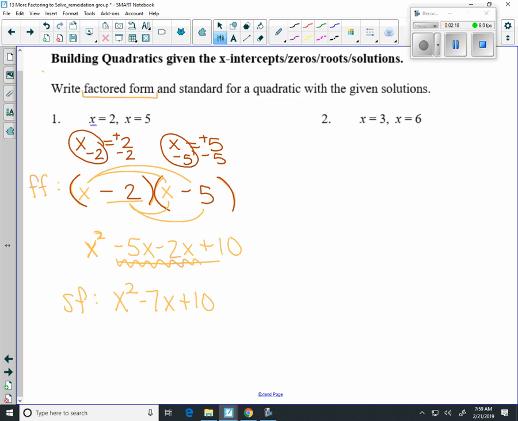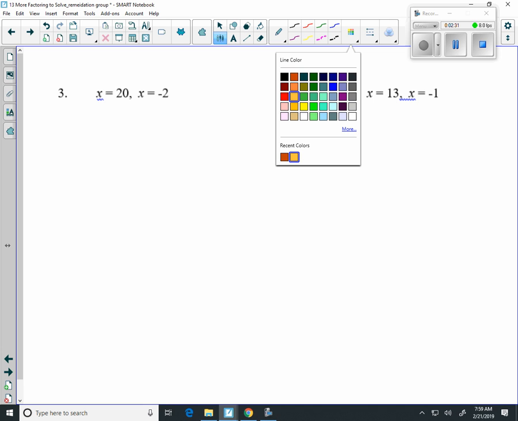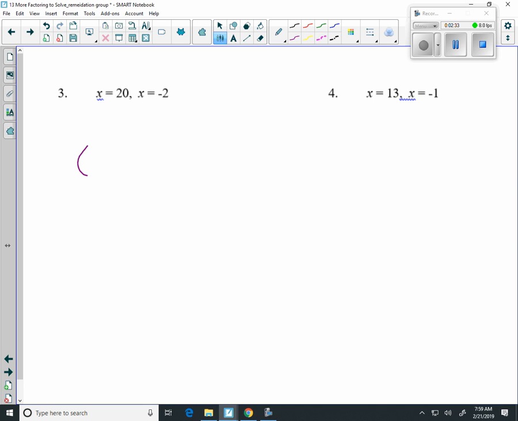Okay, so number 2 is very, very similar. So if you want to try that, my key is posted on Canvas as well. Okay, let's do this one with x equals 20 and x equals negative 2. Again, I'm going to draw out that skeleton for myself. I know factored form looks like this. I know standard form looks like that. So if I have x equals positive 20, and if it helps you to write that sign with it, because you know you're going to be switching it, I think that's a good idea.